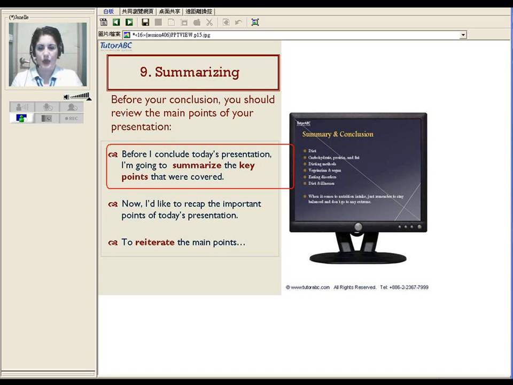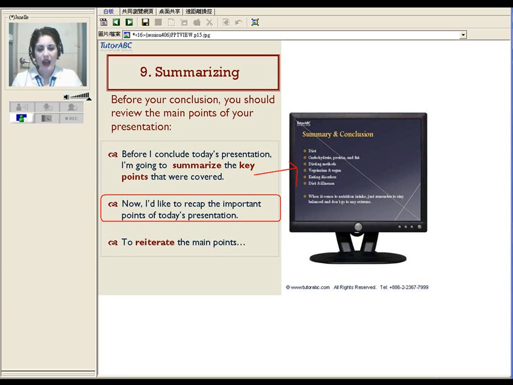Before I conclude today's presentation, I'm going to summarize the key points that were covered. All right? Notice here in this little presentation, they highlight exactly what it is. There were 6 points. Dieting, carbohydrates, protein, fat, dieting methods, vegetation, eating disorders, diets, and illnesses. So obviously this whole presentation is about eating healthy or dieting.